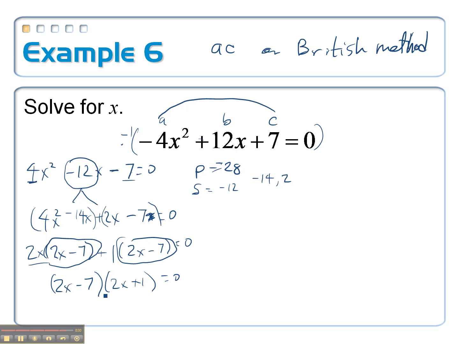Now you set both of these factors equal to 0. So the first one, 2x minus 7 equals 0. x equals, you add 7 divided by 2 is 7 halves. The second one, 2x plus 1 equals 0. Subtract the 1, divided by 2, x equals negative 1 half.